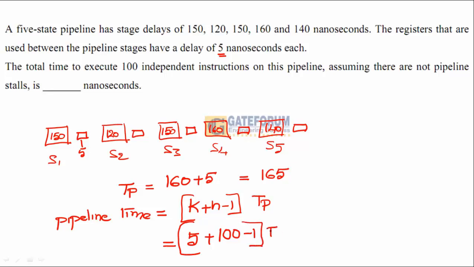TP, I don't need to write TP. TP, as we calculated, is 165. So the answer will be equal to 104 into 165. Let us calculate what is 104 into 165, which is equal to 17160 nanoseconds.